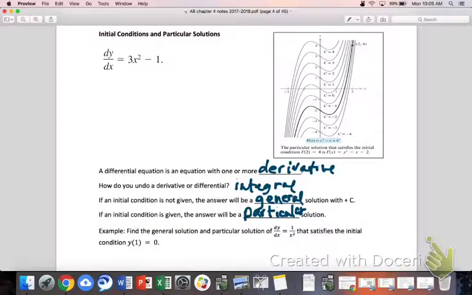First thing I need to do is get all of the y's on one side and all of the x's on the other side. Do you see how on the left side there's a y and an x together, but on the right side is all x's? In a case like this, I would treat the dy dx like the fraction that it is and multiply both sides by dx, and that would give me dy equals 3x squared minus 1 dx.